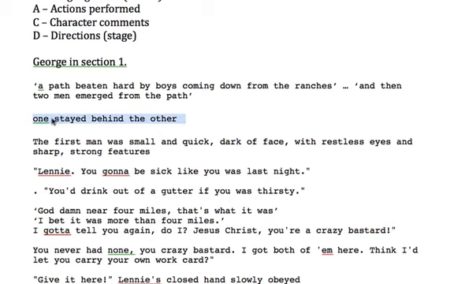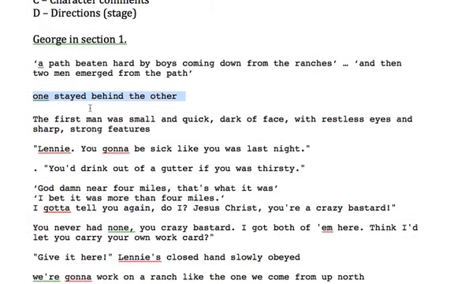Second quotation then, "one stayed behind the other." Obviously this shows us that George is in control, because George is at the front of this pair. George is in control and George has the power, and George is like the master of the dog, or the master of the pet, which is obviously very relevant to Lenny's understanding of Lenny a little later on.